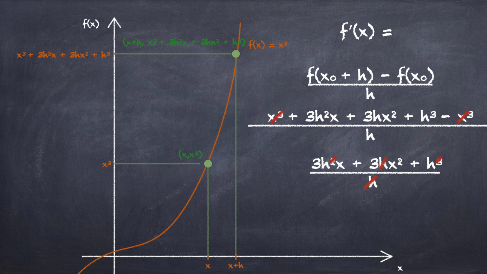Now we take the limit. Remember, don't forget the limit. And we got rid of all the terms. Now, here's the hard part. 3hx is going to be 3 times 0 times x, that's just going to be 0, so we can ignore that. H squared, 0 squared is going to be 0, so we can ignore that. So we are left with 3x squared. Okay, so that was really complicated.